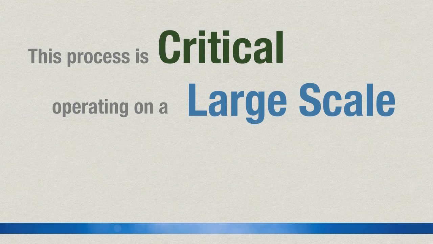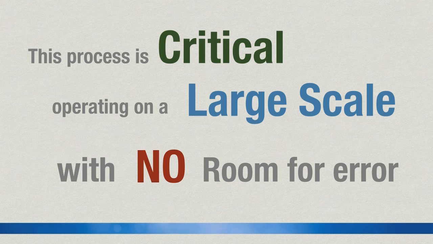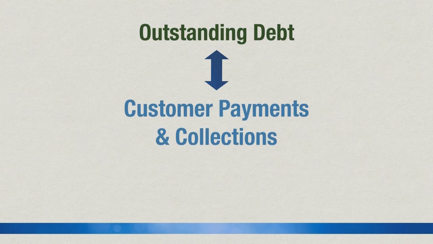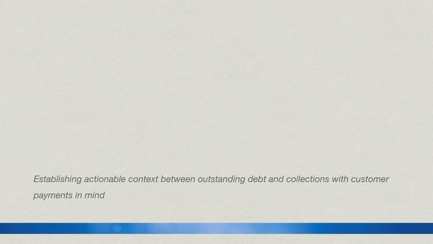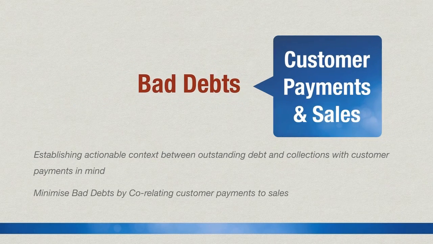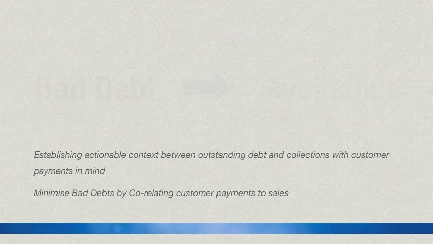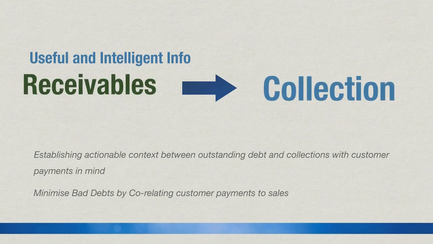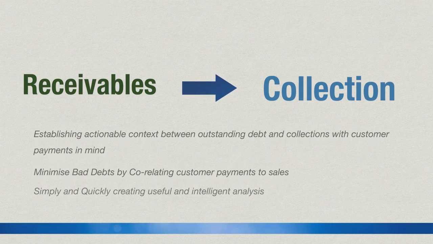It is an absolute necessity to get this right first time, and, unsurprisingly, the process isn't without its own challenges. A few of these key challenges in achieving an effective credit control process are the ability to establish actionable context between outstanding debt and the collection process with the customer's payment behaviour in mind, to minimise the bad debts by correlating customer payments to sales, and simplifying when it comes to quickly creating useful and intelligent information for insight to actionable analysis. This is where you would turn to your complex ERP system for the required answer.